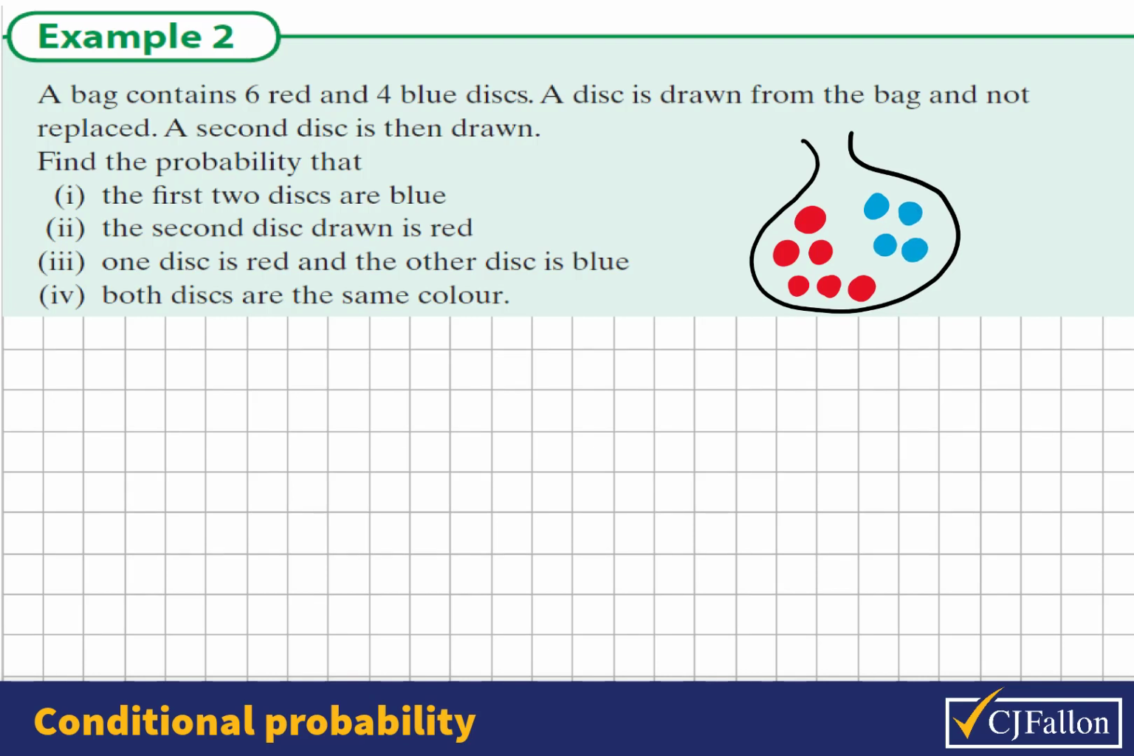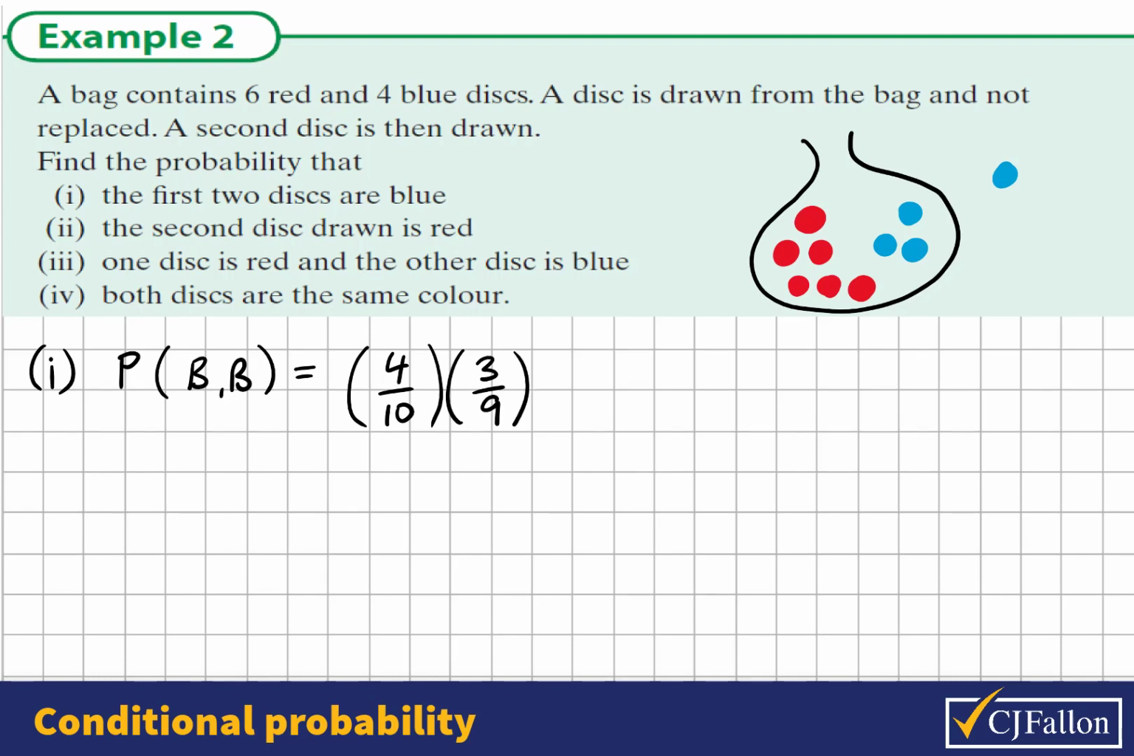So we're being asked first the probability that the first 2 discs are blue. So the probability of drawing a blue followed by a blue disc. So let's think, what's the probability that the first disc drawn will be blue? We can see there are 4 blues out of the 10 discs. If we take 1 blue away, because we've done that now, there are 3 blues left out of 9 discs. So if we multiply these 2 probabilities, we see our answer is 2/15.